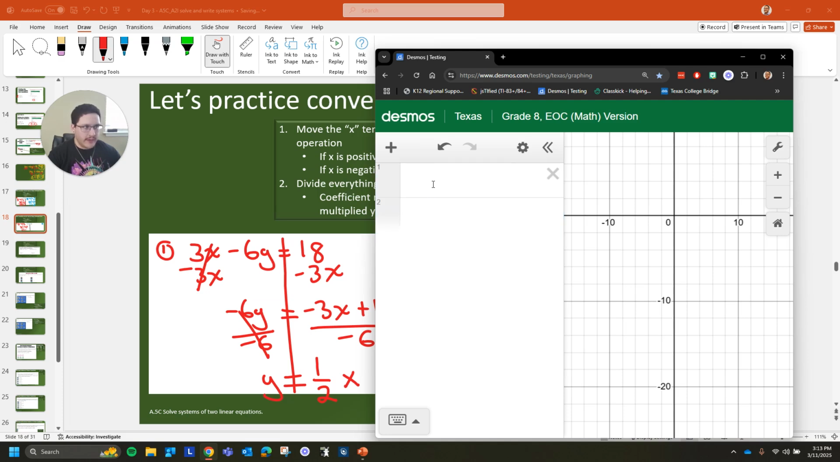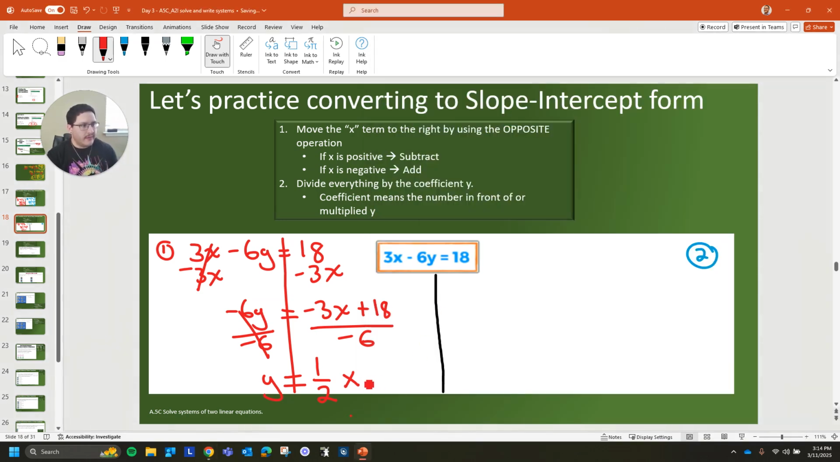But again, I'm going to show you on the calculator. 18 divided by -6 is equal to -3. So this is -3. And this is the slope-intercept form. 1/2, rise over run. The slope is 1/2. And then the y-intercept is -3. The other way, where we just want to graph it, we don't care about the features of the slope-intercept form.